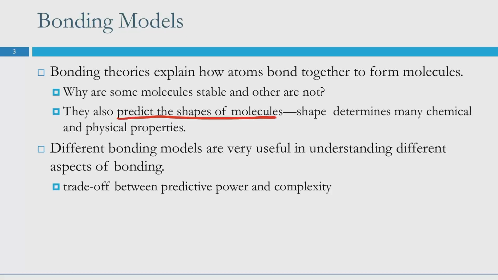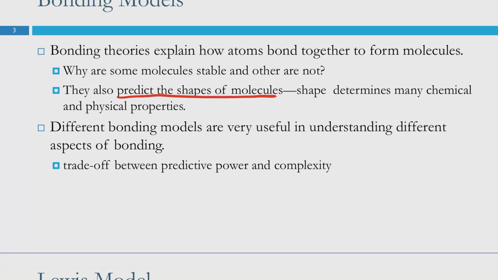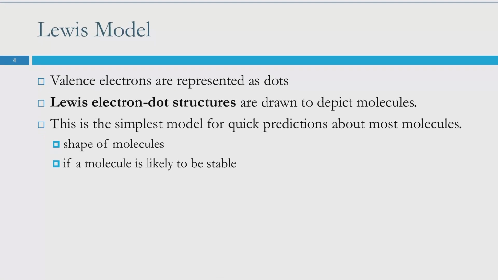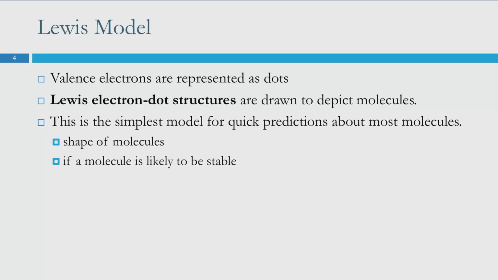Different bonding models have different utility, different benefits. Predictive power and complexity increases the more computationally intense your bonding model gets, but we don't really need to get there. Certainly not today. The one that we'll be focusing on is the Lewis model. This is the simplest model for making quick predictions. Super simple. You can do it on paper. You can learn how to do it in a couple of days.